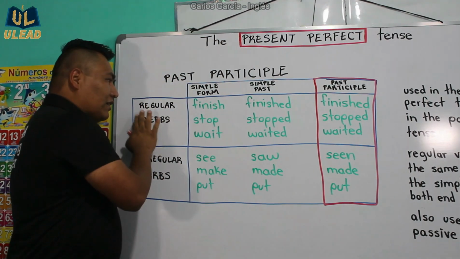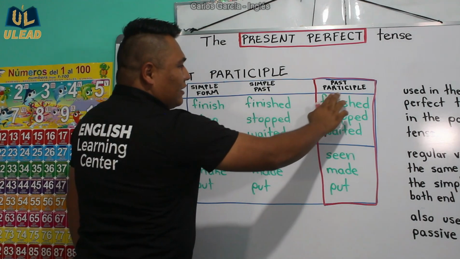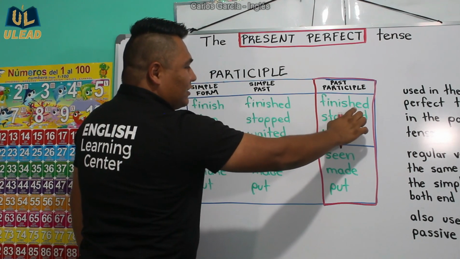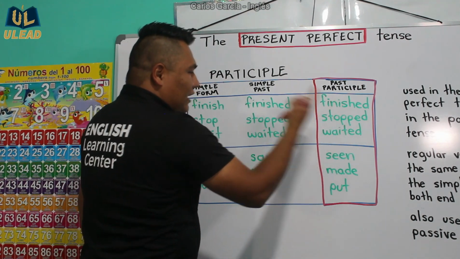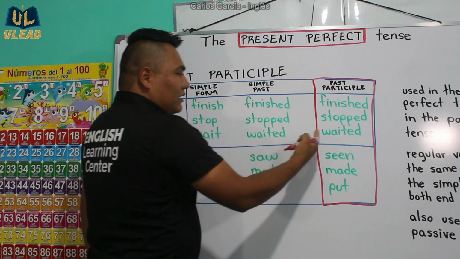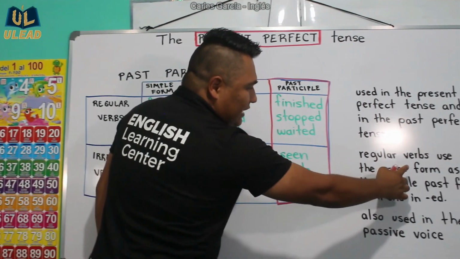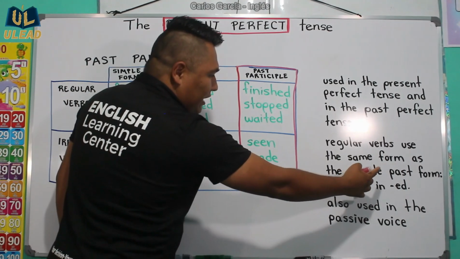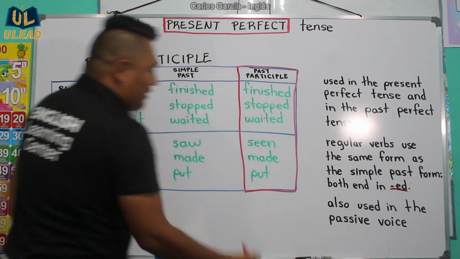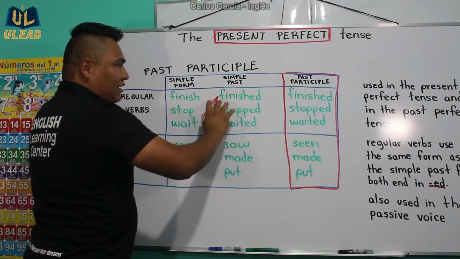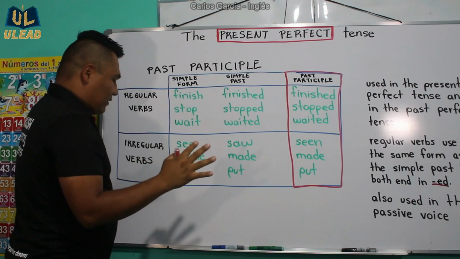So, regular verbs: finish, finished, and then the past participle, finished, okay? Stop, stopped, stopped, and wait, waited, waited. Regular verbs use the same form as the simple past form, both end in ed, okay? So you don't have to change anything here. Simple past and past participle for regular verbs is the same.